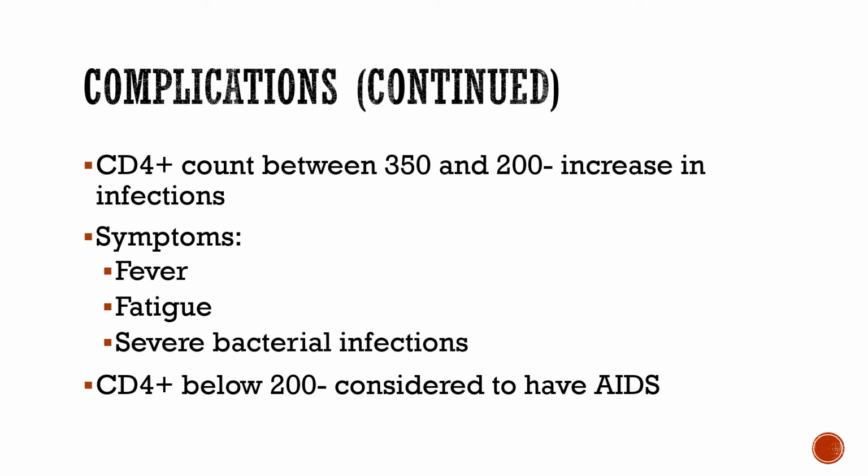CD4 count between 350 and 200, there will be an increase in infections. The symptoms are fever, fatigue, severe bacterial infections. When the CD4 count is below 200, that patient is considered to have AIDS.